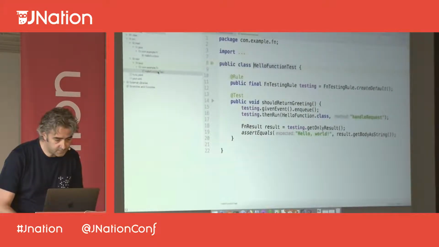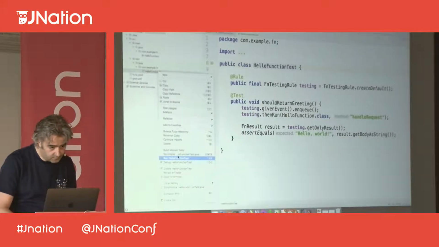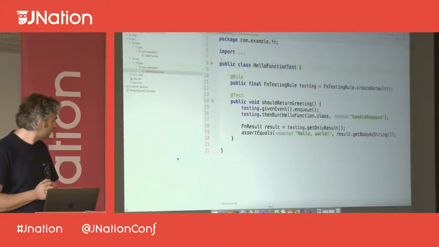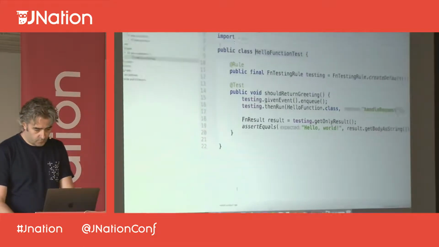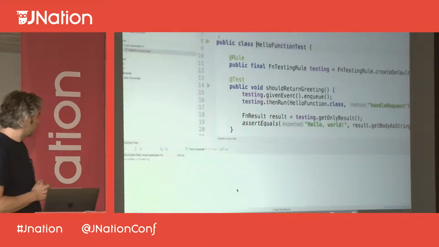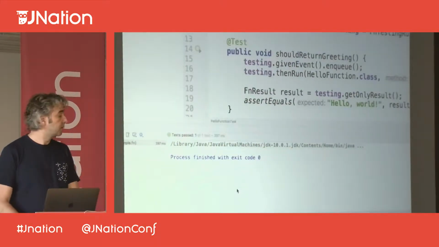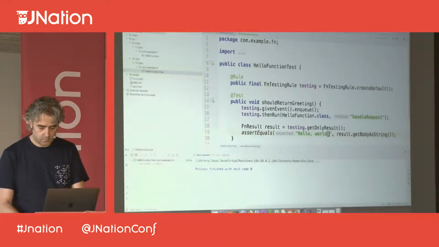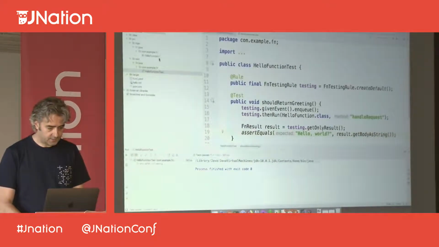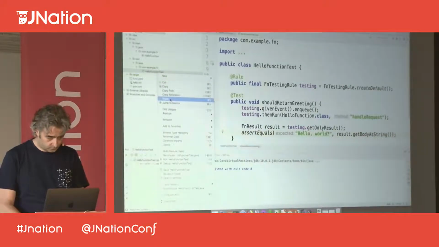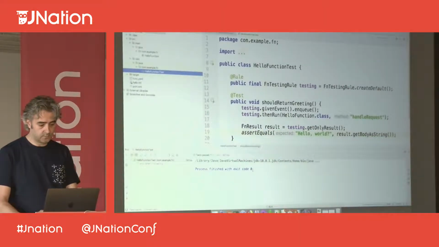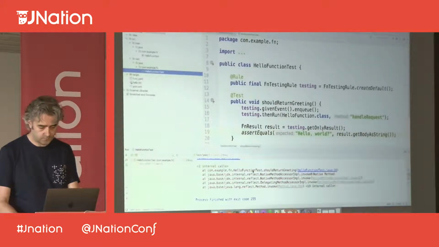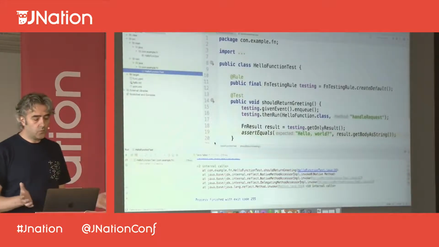So if I test that function, so run hello function test, if everything goes well, it should be green. And you see that indeed there's one test and it works. And obviously, if I change my test, if I run it again, it should go red. And it fails.